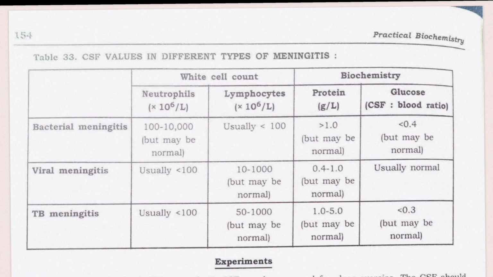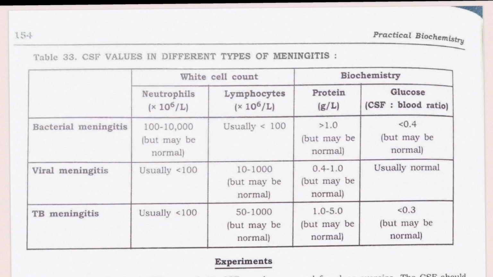लिम्फोसाइट जो है लेस देन 100 लाख. वायरल मेनिंजाइटिस यूजुअली लेस देन 100 लाख. न्यूट्रोफिल लेस देन 100 लाख. लिम्फोसाइट 10 to 1000 but may be normal. Protein 0.4 to 1 but may be normal. Glucose usually normal. Viral meningitis में.